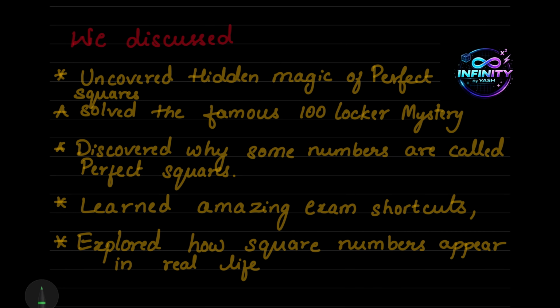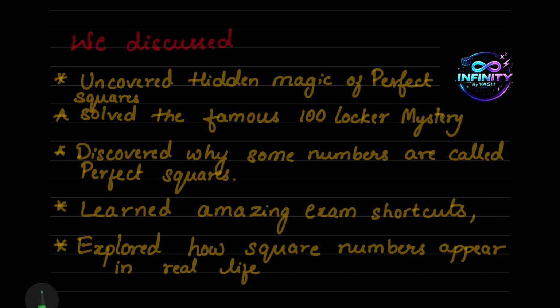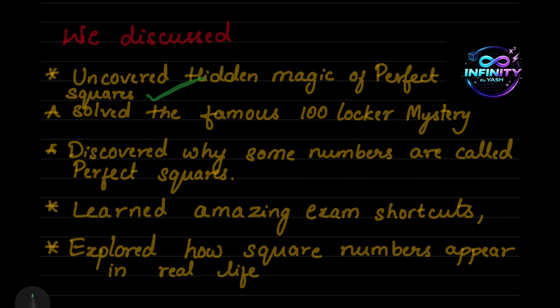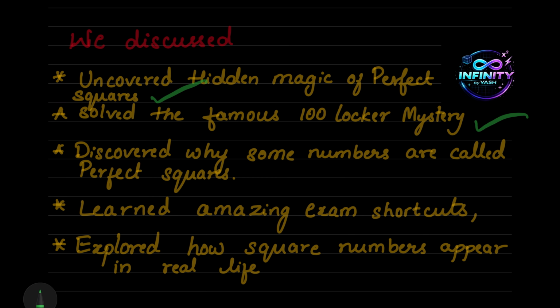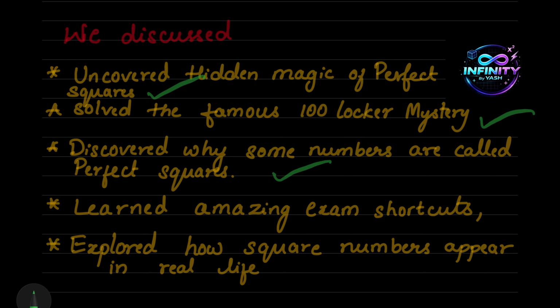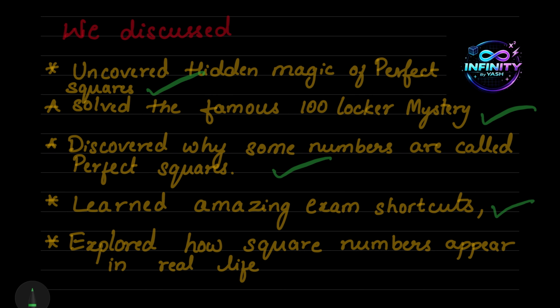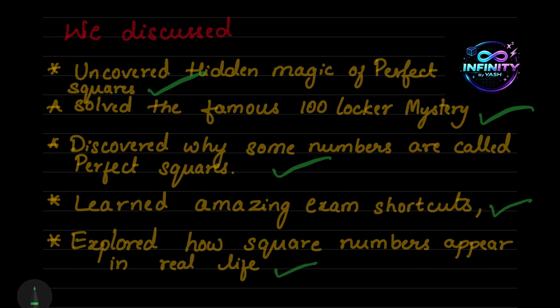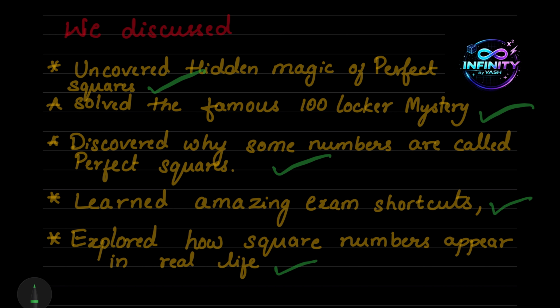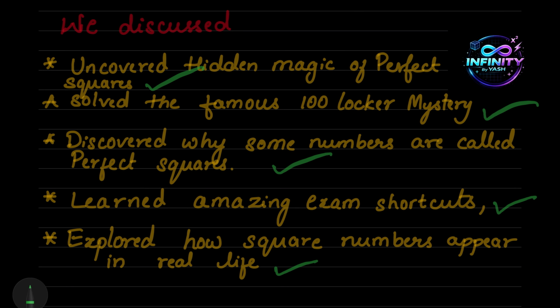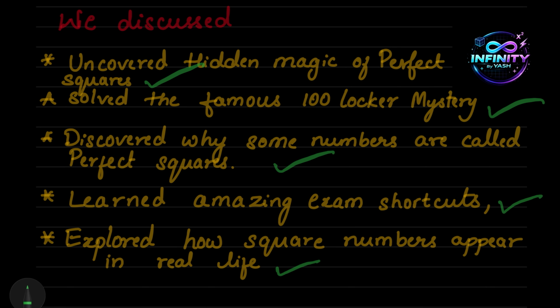In the previous lesson, we uncovered the hidden magic of perfect squares. We solved the famous 100 locker mystery, discovered why some numbers are called perfect squares, learned amazing exam shortcuts, and explored how square numbers appear in real life. But today we are going to learn something even more exciting. Today we are going to reverse everything we learned. Yes, instead of finding the area from the side, we are going to find the side from the area.